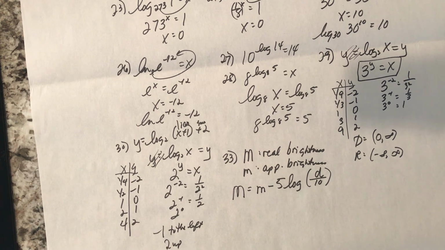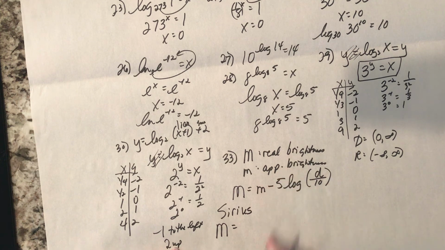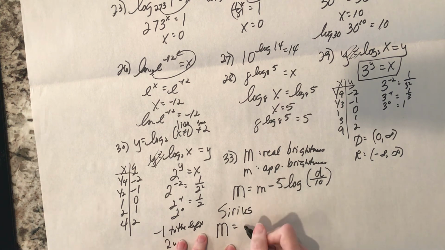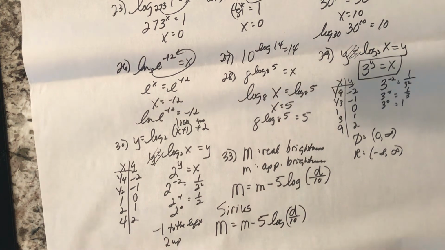So let's do this. Let's look first at Sirius. Its absolute brightness is equal to its apparent brightness. Well, let me write the formula as we have it. Minus 5 times the log of the distance divided by 10.